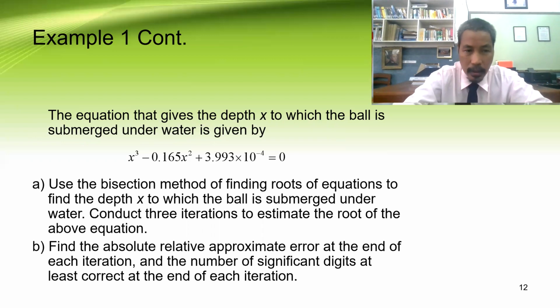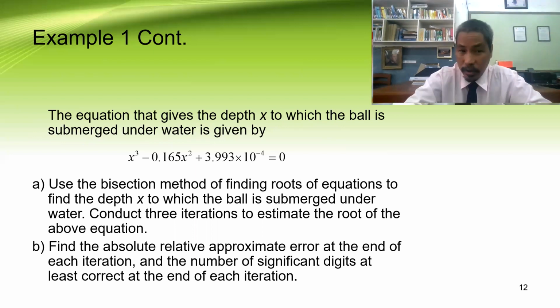So let us use the bisection method of finding roots of the equation to find the depth x to which the ball is submerged underwater. Conduct 3 iterations to estimate the root of the above equation. So we are told to have 3 iterations. It is specifically asking us to have 3 iterations. So find the absolute relative approximate error for each iteration.